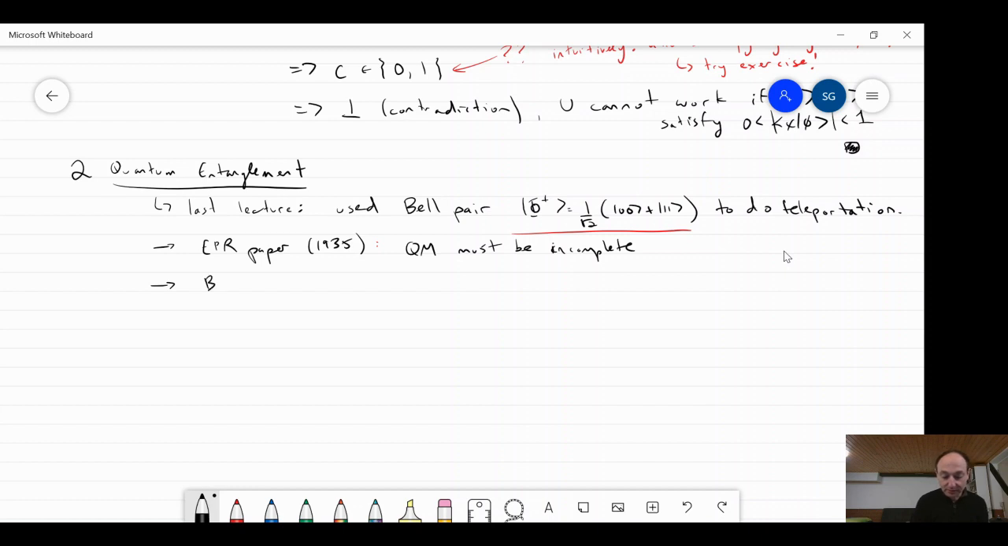And along comes John Bell, and this is where the word Bell pair comes from. It's named after him. In 1964, John Bell offers the idea of what are now called Bell inequalities. They're basically tests that you could, in principle, run in a lab to test whether nature really behaves in this non-local fashion, that is, whether entanglement really exists.